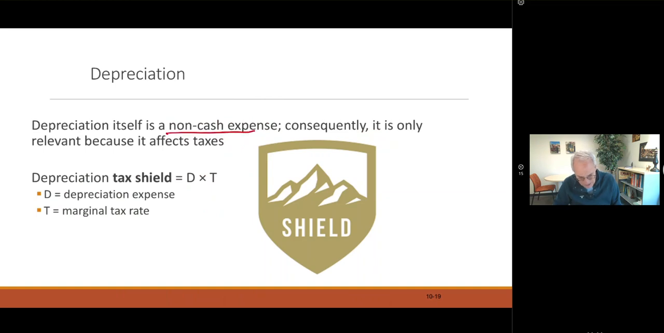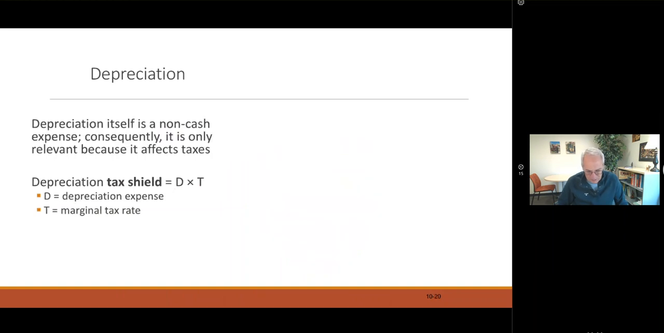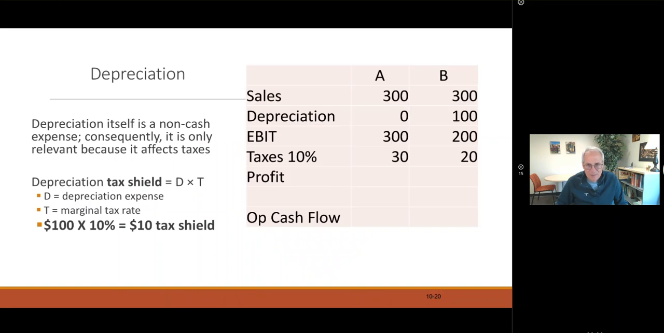Remember, depreciation is a non-cash expense. So here's our depreciation tax shield. We just take the depreciation times the tax rate. It's as simple as that. So I have that already on your page there. But if you look off to the right, I have 2 examples there, firm A and firm B. Firm A and B both have sales of $300, but B has this depreciation of $100.